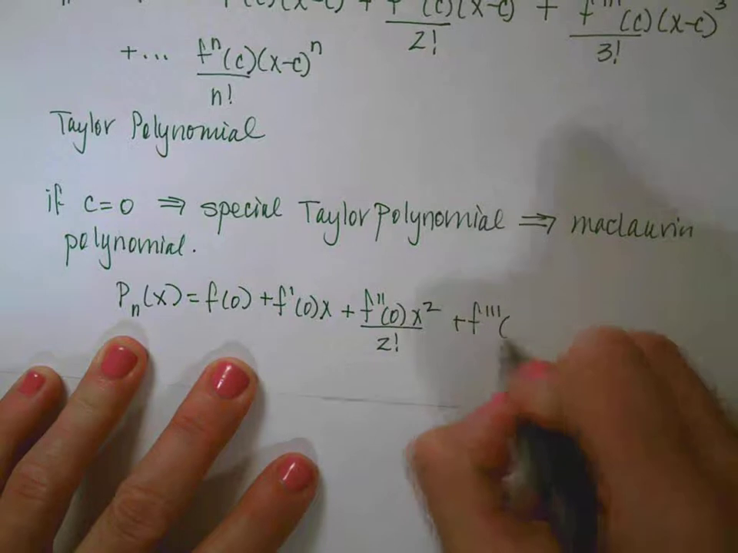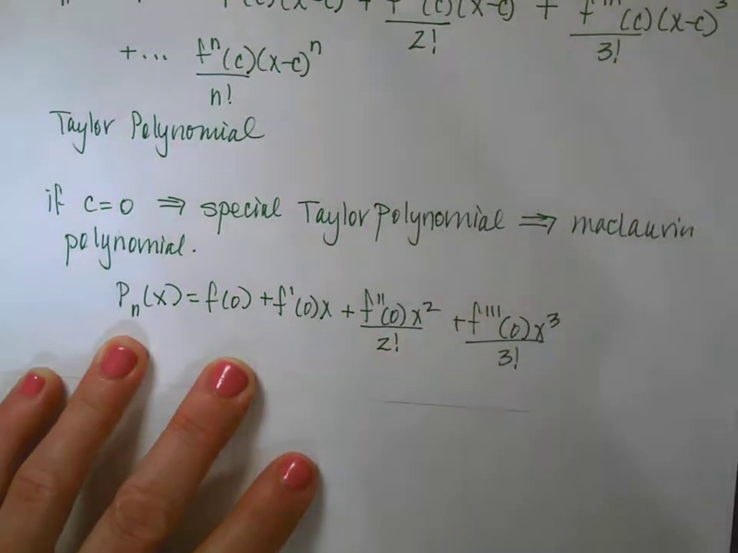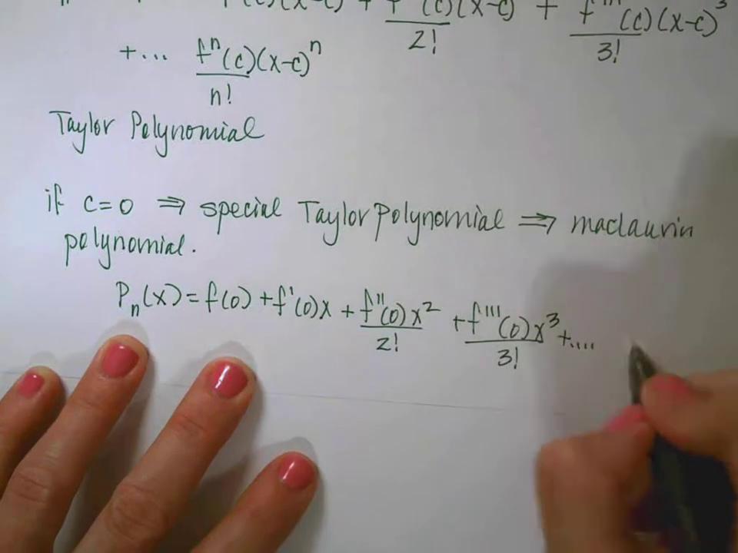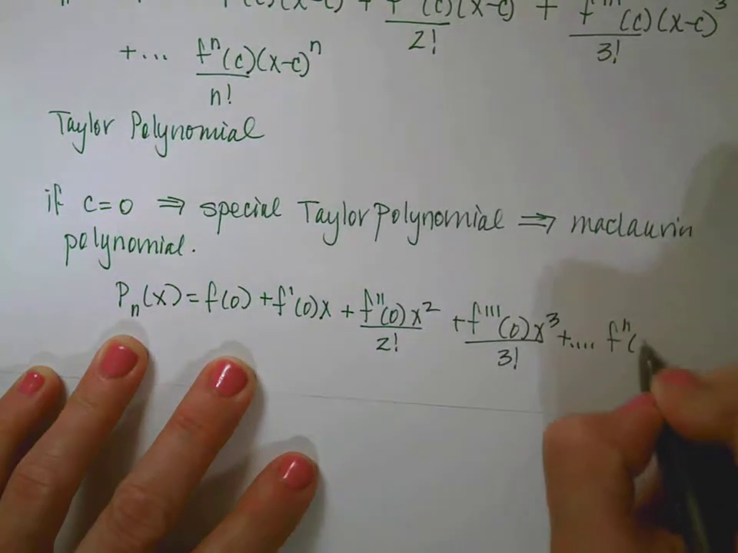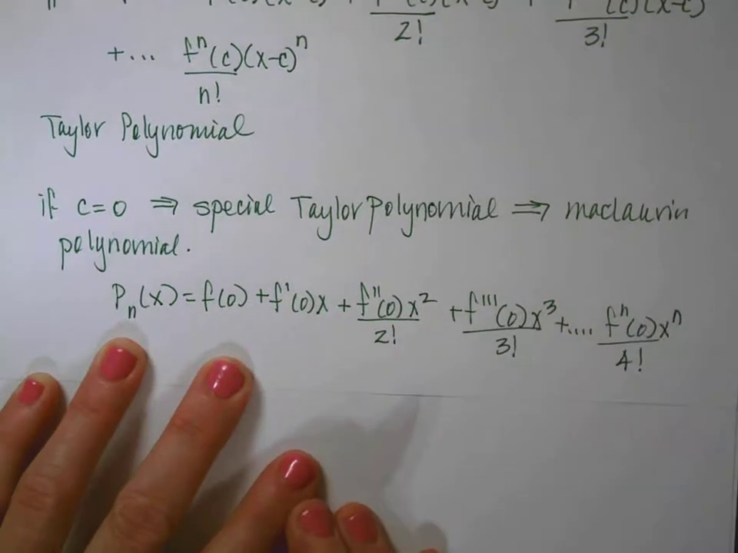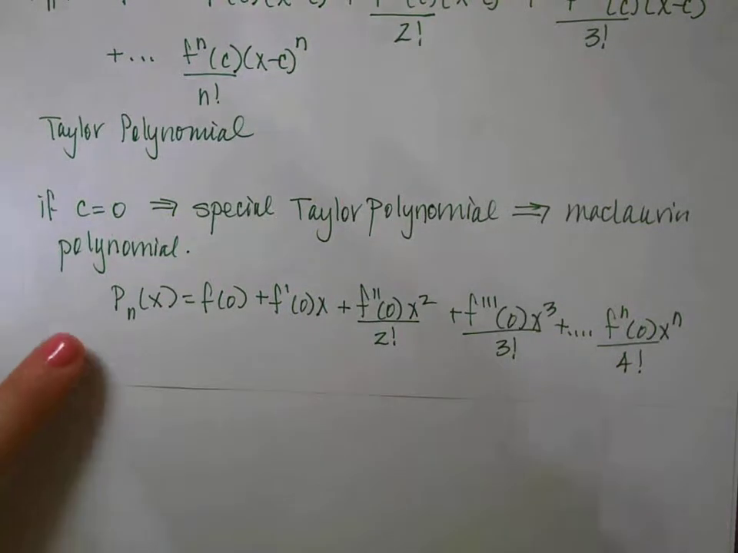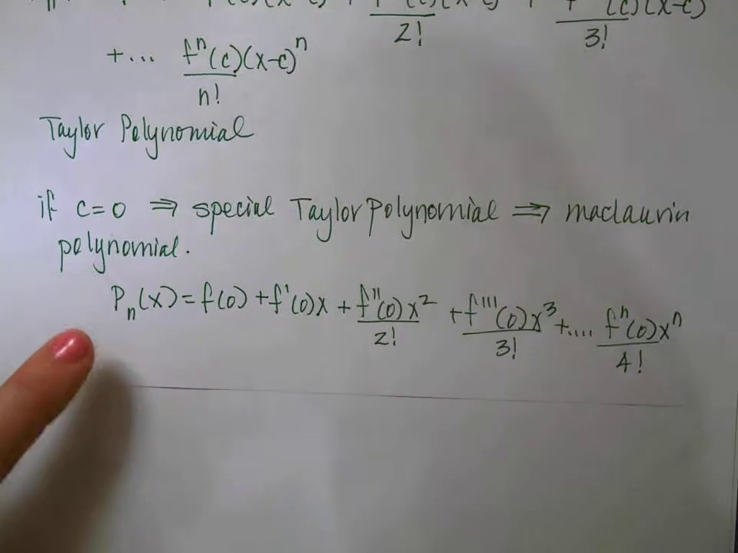That's pretty nice. And then I would have the third derivative evaluated at 0, x to the third over 3 factorial. And then I would keep going, dot, dot, dot, until I have f to the n evaluated at 0, x to the n over n factorial. Alrighty, so now let's start doing some examples.